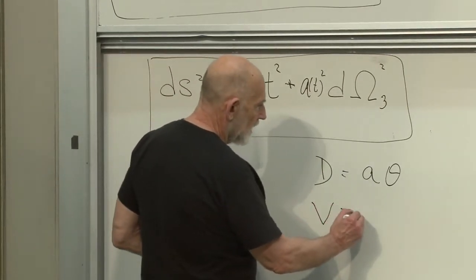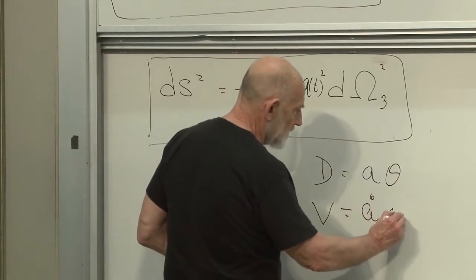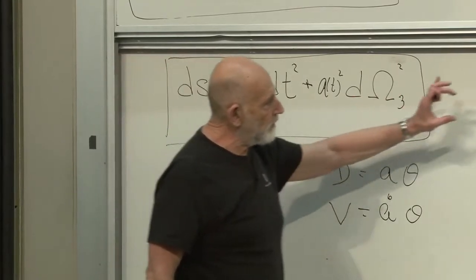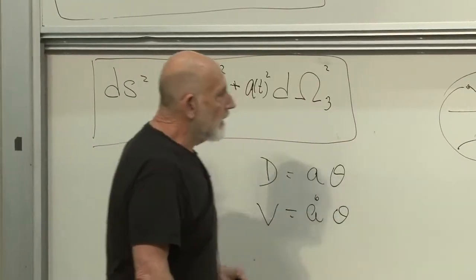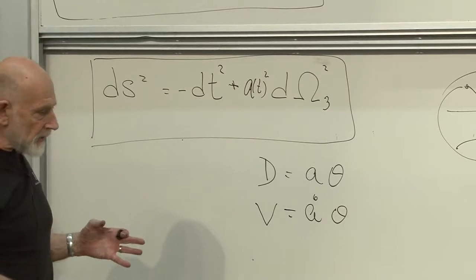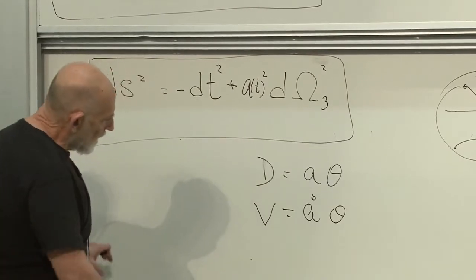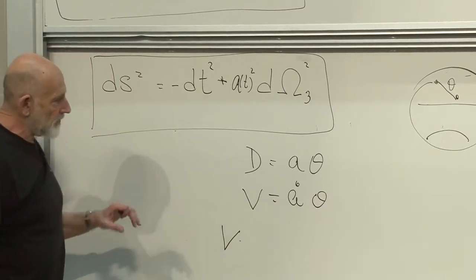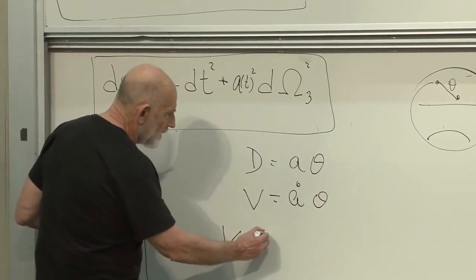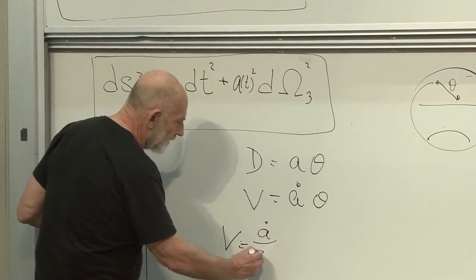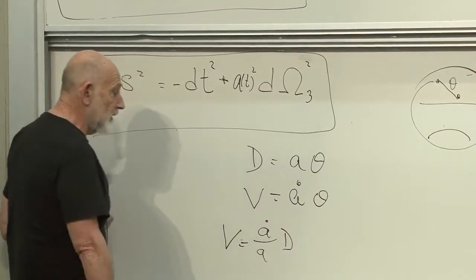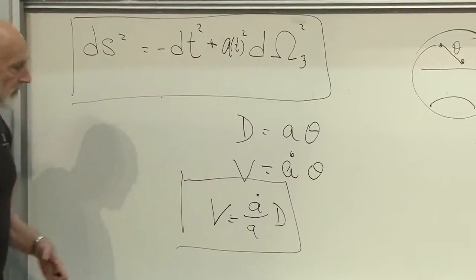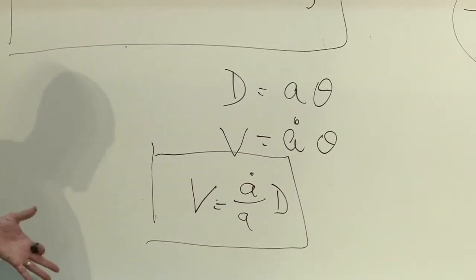V equals A dot times theta. We're keeping the thetas of the 2 points fixed. We're keeping the 2 points fixed on the sphere, but just letting its radius change with time. What about the velocity as a function of distance? Velocity as a function of distance is A dot over A times distance. We've seen this formula before. This is the Hubble law, with A dot over A being the Hubble constant.